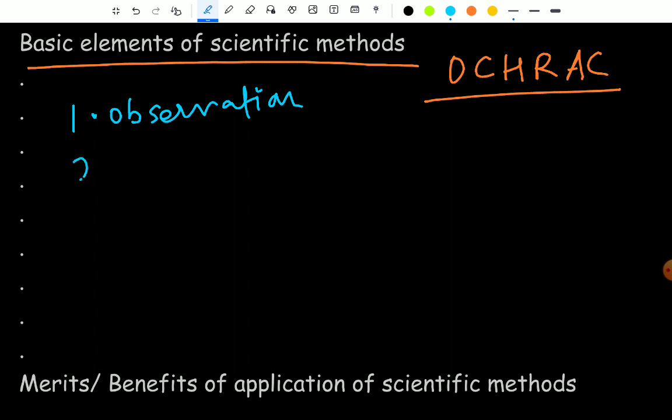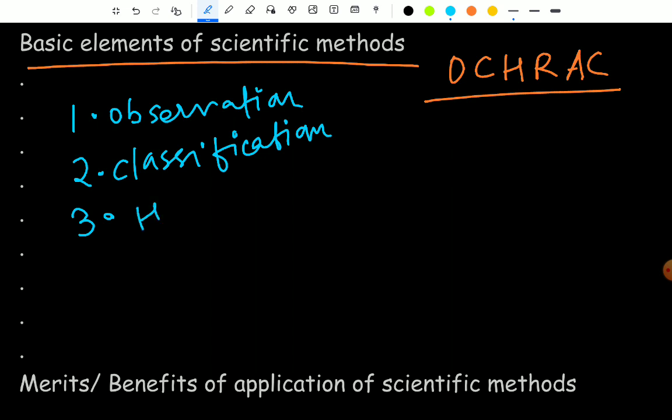The second one is classification. It is defining or classifying the observed events or things. The next basic element is hypothesis.